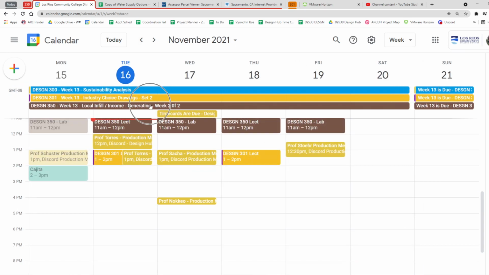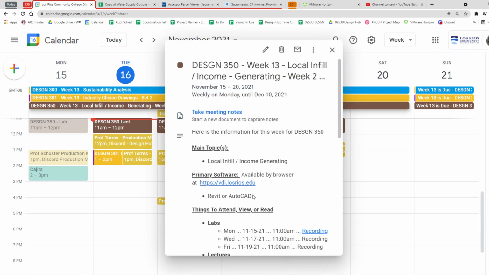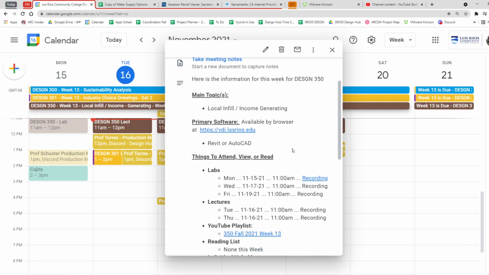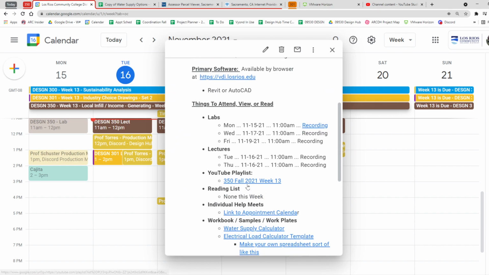And we're going to finish up in our week 13 here, our local infill income generating project. So let's see what we've got here. Pretty much what we've gone over before. We'll be talking about the water supply calculator and the electric load calculator. I think I said them backwards. We're going to do electric load today, maybe. We'll take a look at it.